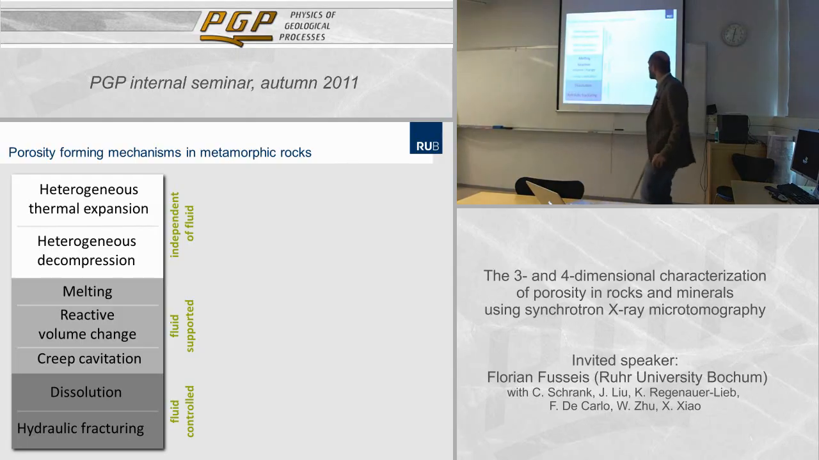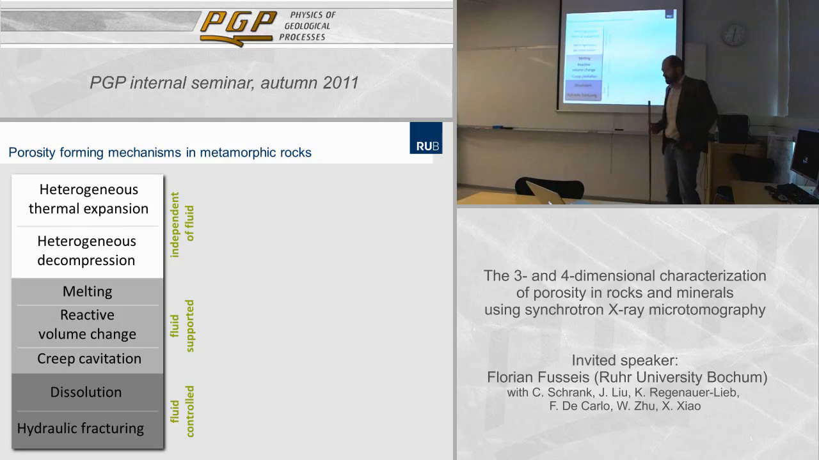What I've shown you now is essentially two mechanisms to produce metamorphic porosity. The one is dissolution, we all know that. The other one is creep cavitation, which we claim is also active in natural shear systems. If you think about what other mechanisms would likely produce metamorphic porosity, there's not too many actually, and I've listed a few, the ones that I came across.